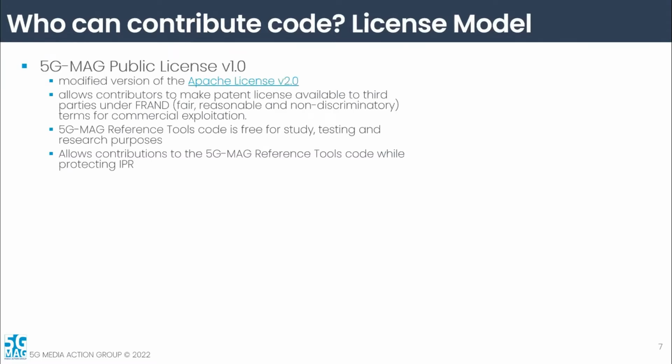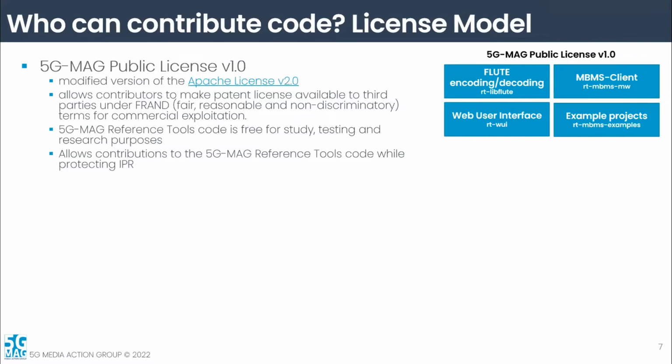From the license model perspective, there is the 5G Media Action Group public license, version 1. It's basically a modified version of the Apache license, and it allows the contributors to make the patent license available to third parties under FRAND conditions. But in general, 5G-MAG reference tools code is free for studying, testing, and research purposes.